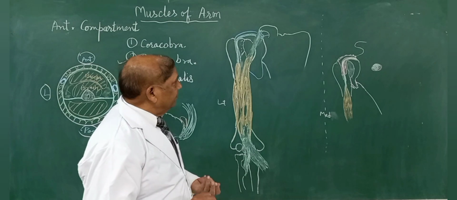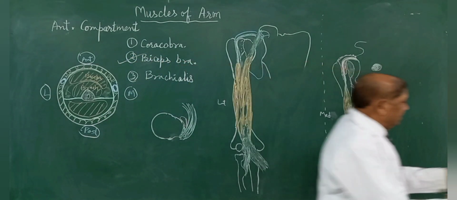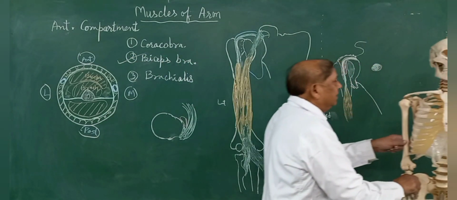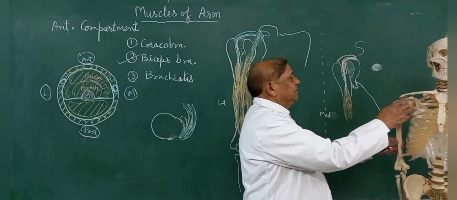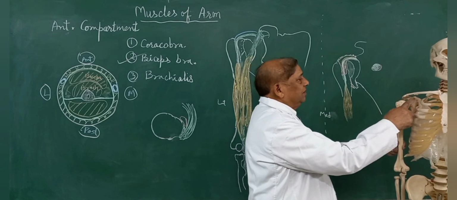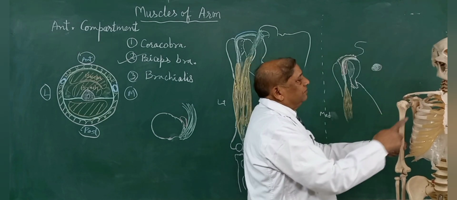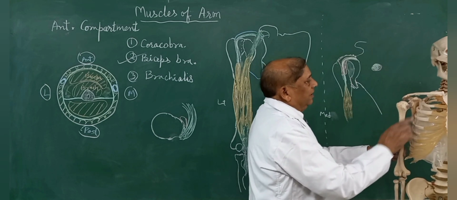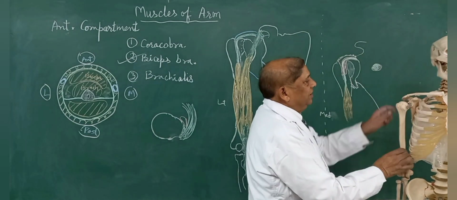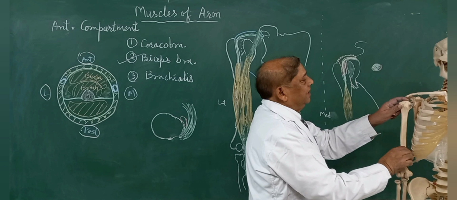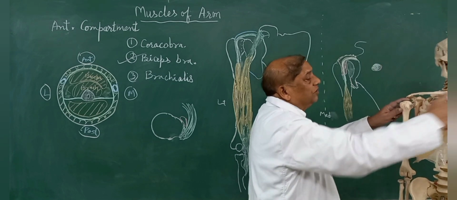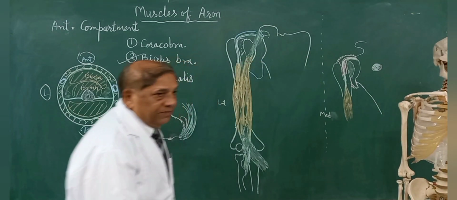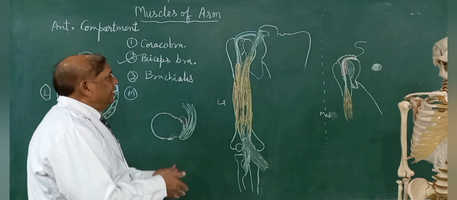As well as, if you look carefully here in the skeleton, this is the coracoid process and this is the head of the humerus, and this crosses from the front. It lies a little anterior. So when this muscle contracts, it will also pull the humerus forward because it is coming from the forward area.